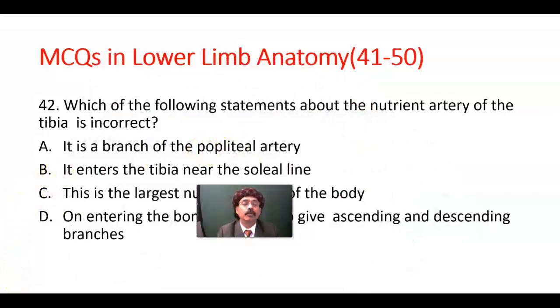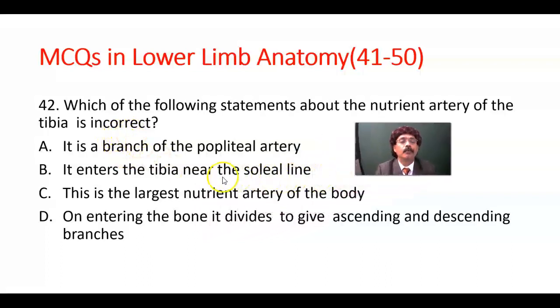Which of the following statements about the nutrient artery of the tibia is incorrect? So we'll find out the incorrect statement. A, it is a branch of the popliteal artery. B, it enters the tibia near the soleal line. C, this is the largest nutrient artery of the body. D, on entering the bone, it divides to give ascending and descending branches. So, which is the incorrect statement?